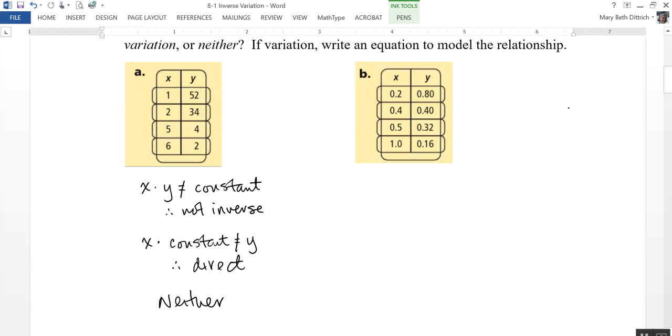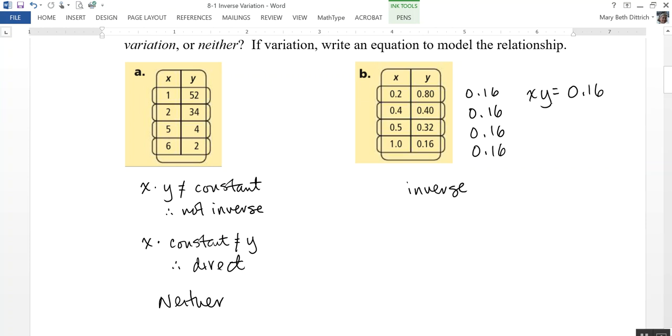All right, let's take a look at B here. So here I have my x values, here I have my y values, and let's check and see if it's inverse variation. So when I do 0.2 times 0.8, I get 0.16. When I do 0.4 times 0.4, I get 0.16. 0.5 times 0.32, it sure looks like that x times y is a constant value. So x times y is equal to 0.16. So this is going to be an example of inverse variation.